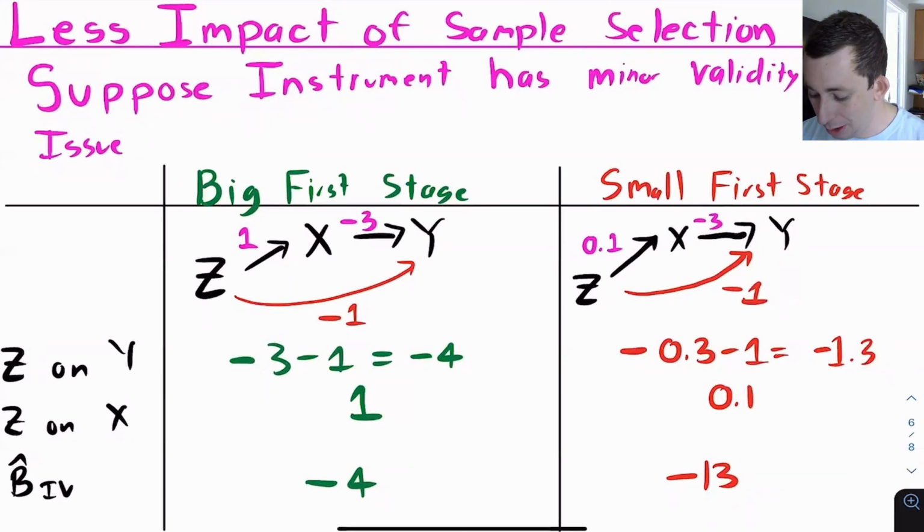Well, notice that in the small first stage world, when we estimated the impact of Z on Y, because our first stage was only 0.1, when we tried to estimate the effect of Z on Y through this black channel here, we got -0.3 instead of -3. And so when we put in this slight validity issue, which was -1, we got a very different estimate in the small first stage world than we did in the big first stage world. So when we did this division by the first stage, or the effect of Z on X, we got -13 in the small first stage world and -4 in the big first stage world. So this just goes to show you if I have slight validity issues, the larger my first stage is, the less that is going to impact my IV estimate, and hopefully this example sort of makes that clear.